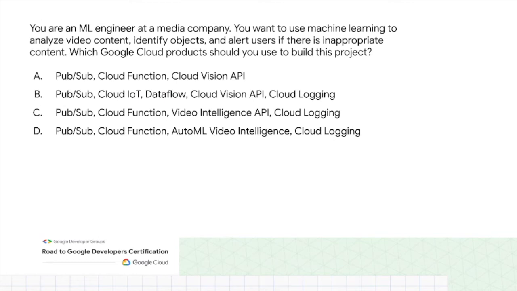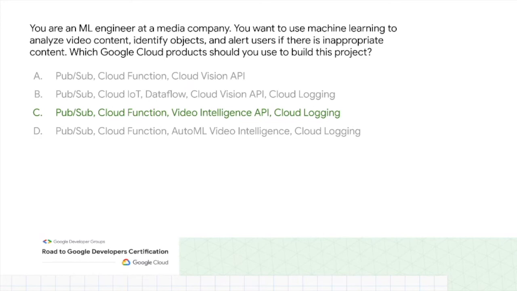A, Cloud Functions, Cloud Vision API, or Pub/Sub. B, Cloud IoT, Dataflow, Cloud Vision API, Cloud Logging. C, Pub/Sub, Cloud Functions, Video Intelligence API, then Cloud Logging. D, Pub/Sub, Cloud Functions, AutoML Video Intelligence, and Cloud Logging. So which ones? For one thing, Cloud Vision API is for images, not videos. So anything that has Cloud Vision API will go down. So scratch A and B. That would leave us with C and D.